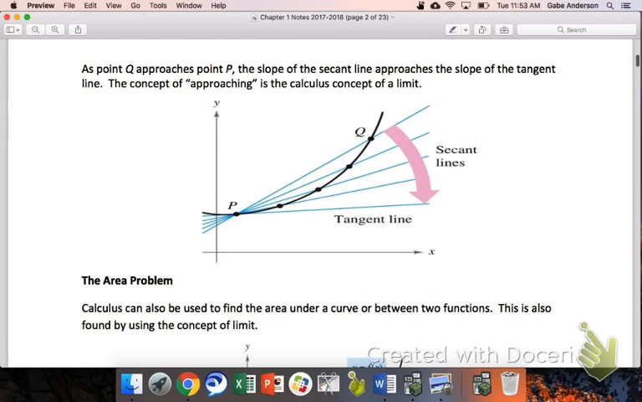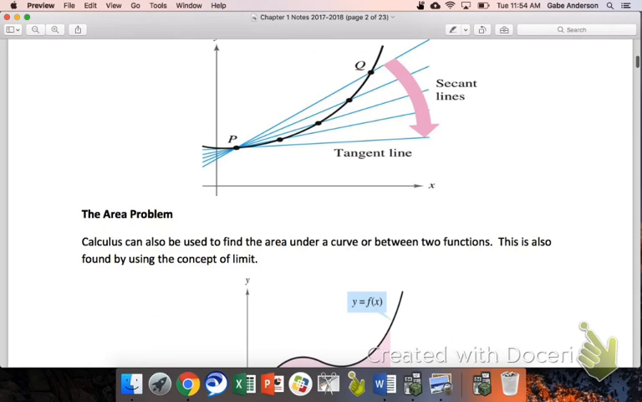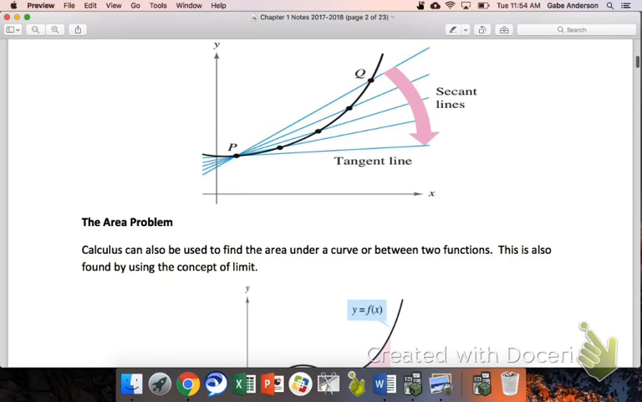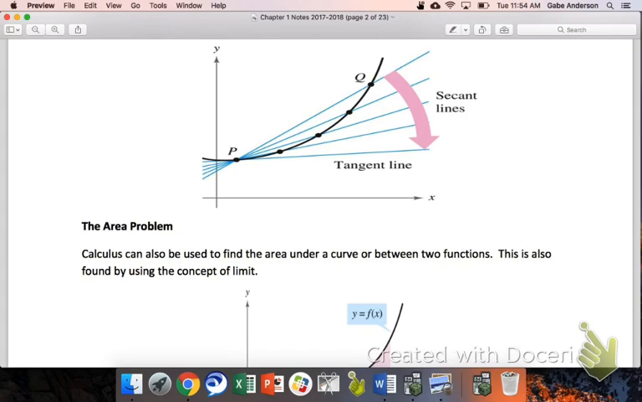And then as the 2 points get closer and closer and closer, we get to that tangent line, and we will spend a huge amount of time dealing with tangent lines and all different shapes and forms and what they mean, what they do, and what we can do with them.